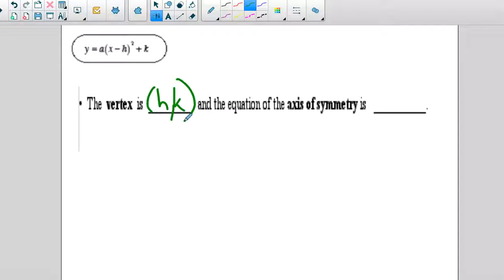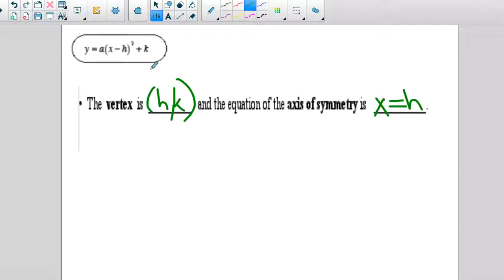And then obviously the equation for the axis of symmetry, because the vertex has to contain the axis of symmetry, would just be x equals h, right? You have to make sure you write x equals because it is a vertical line. It's not just a point.